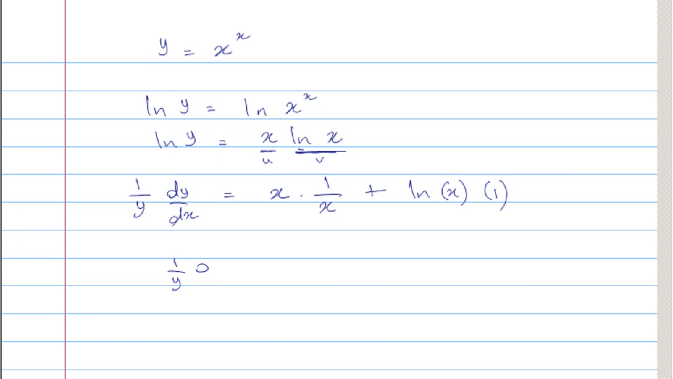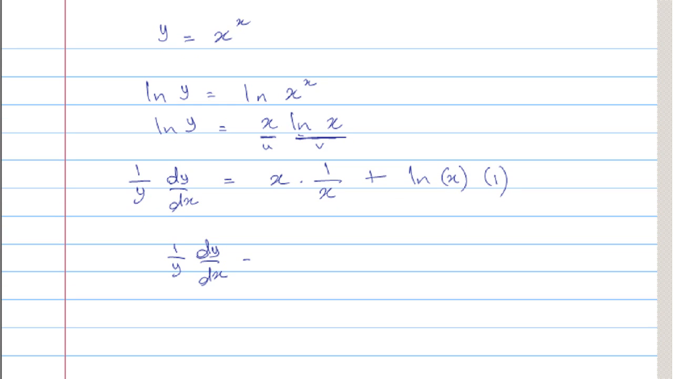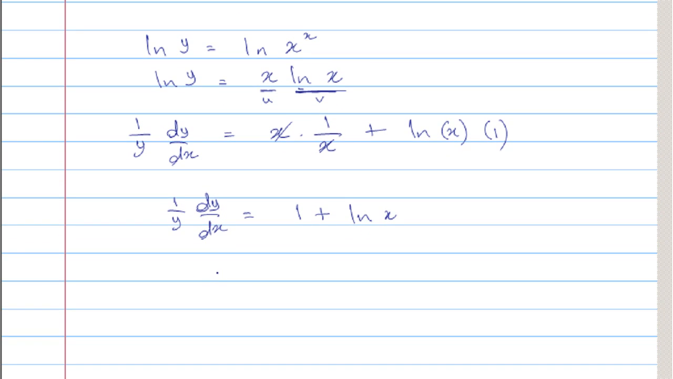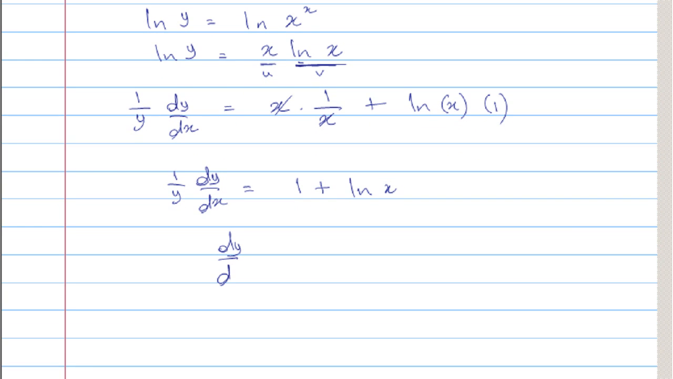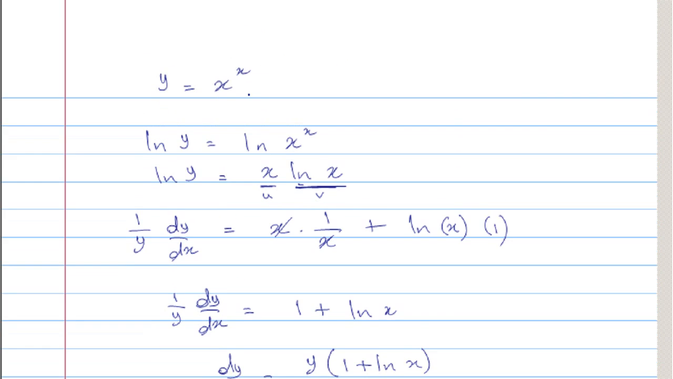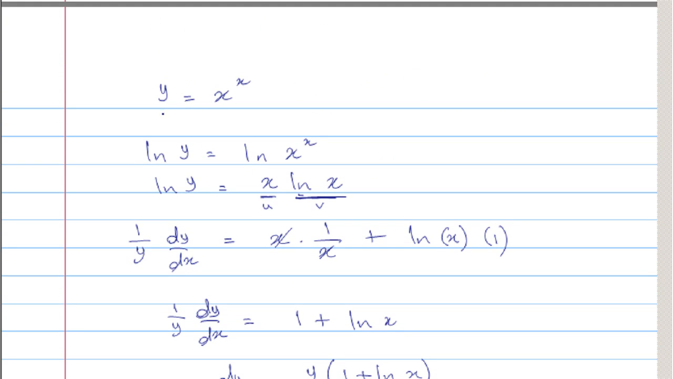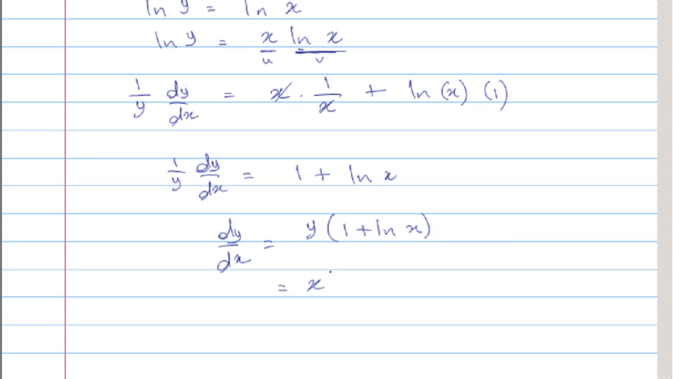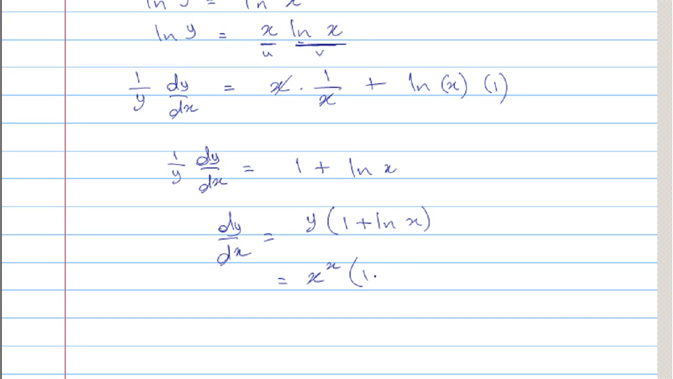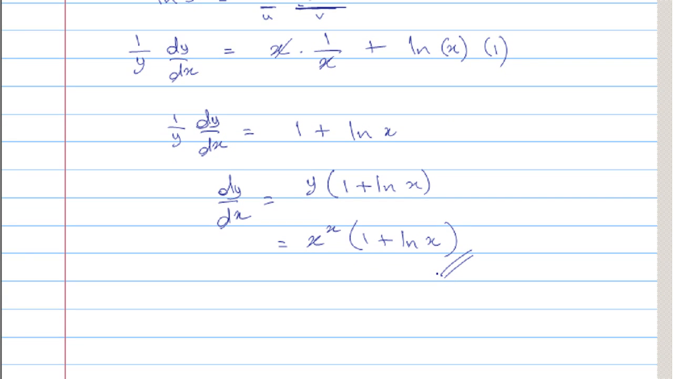So I have 1 over y dy over dx is equal to, I can cancel off this x and x, so this just gives 1 plus ln x, and then cross multiply by y to give dy over dx. So dy over dx is equal to y times 1 plus ln x, but I can rewrite y: I have y equals x to the power x, so I can rewrite this as x to the power x times 1 plus ln x, and that gives dy over dx.